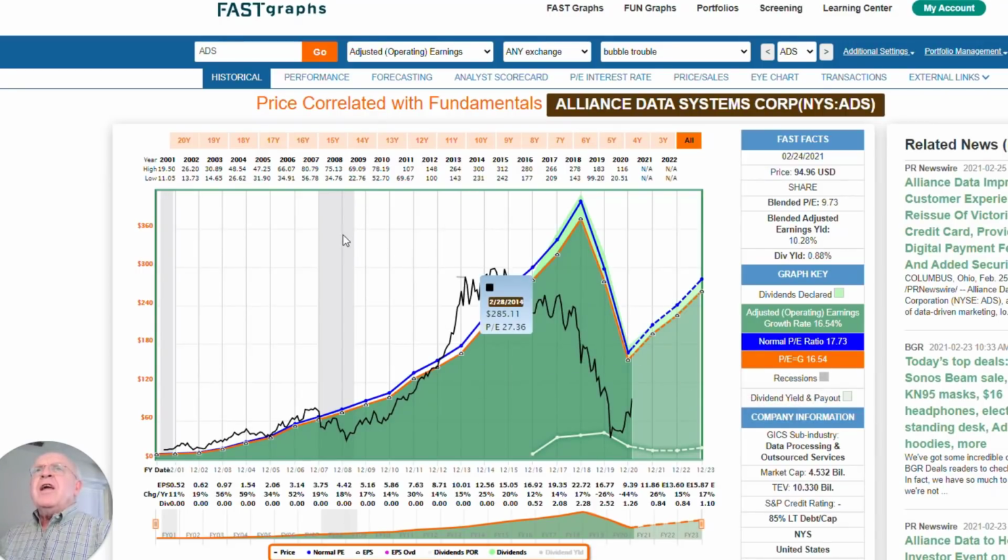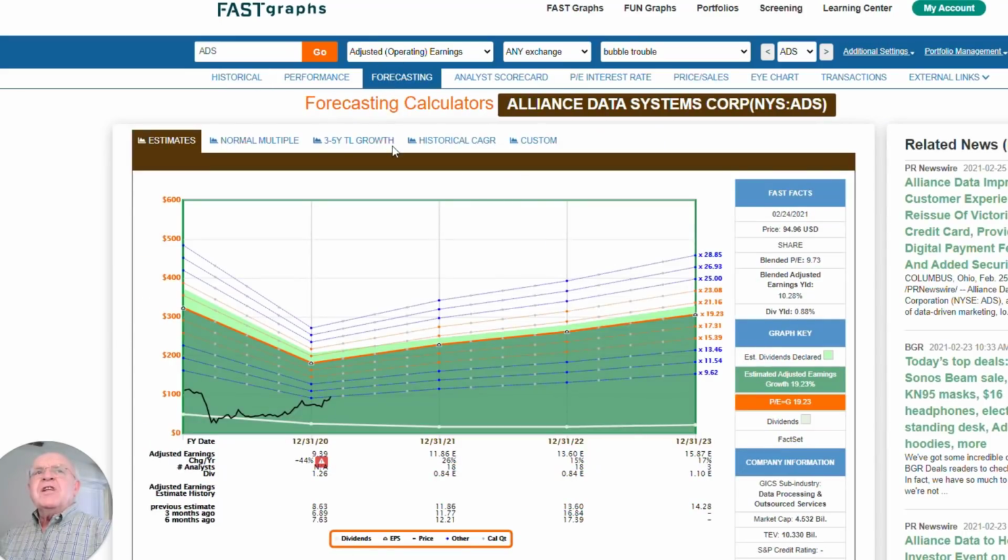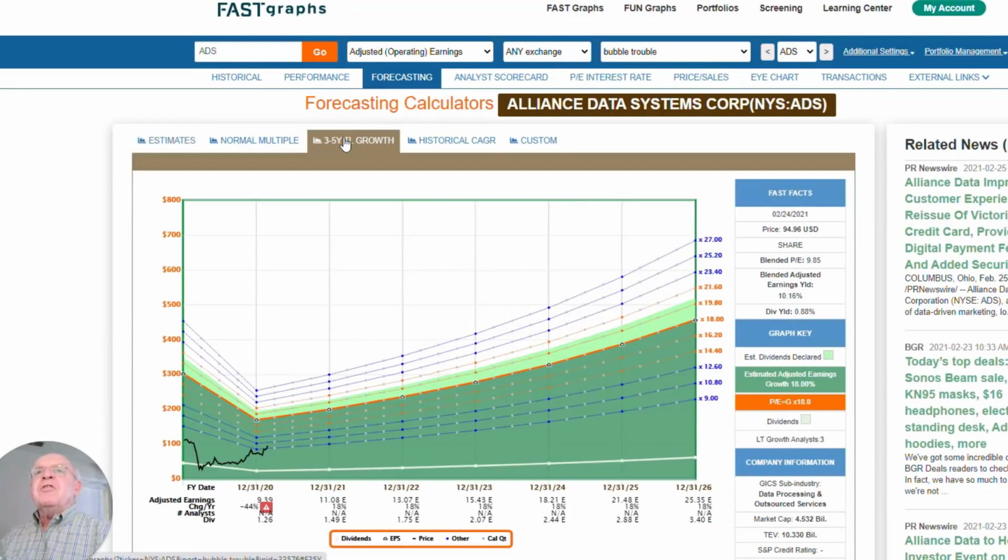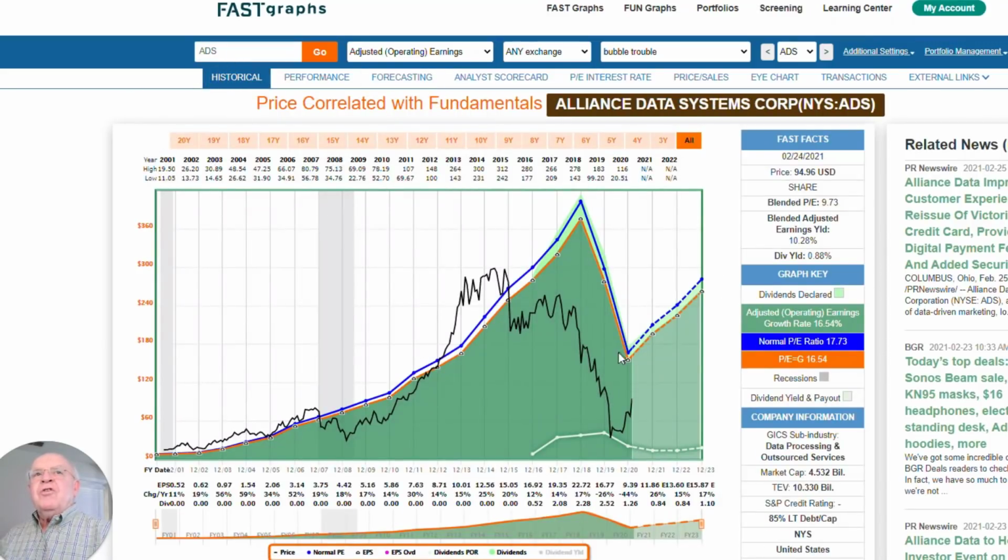I think they're very interesting alternatives to this high tech, because here's a company where 18 analysts following this stock expect growth of over 19% over the next couple of years on average, and they expect a 3 to 5 year trend line growth of over 18%. Now, this is partially a recovery situation. You can see the stock is turning itself around, okay?